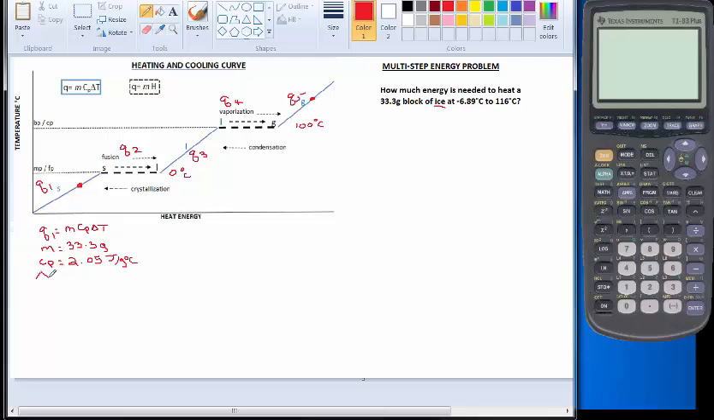Our delta T, or our change in temperature, corresponds to our final temperature minus our initial temperature. When we are looking at our change in temperature, we can only use the temperatures that correspond to the part of the graph that we are on. So in this case, our final temperature will end at 0 degrees Celsius, and our initial temperature is negative 6.89 degrees Celsius.